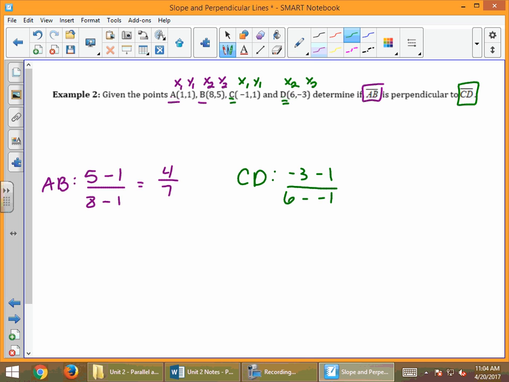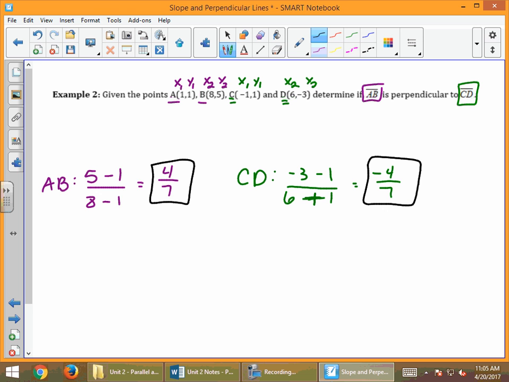We have our double negative. Change it to a positive. Negative 3 minus 1 is negative 4. 6 plus 1 is 7. Okay. So here we have our slope for AB, and here we have our slope for CD.